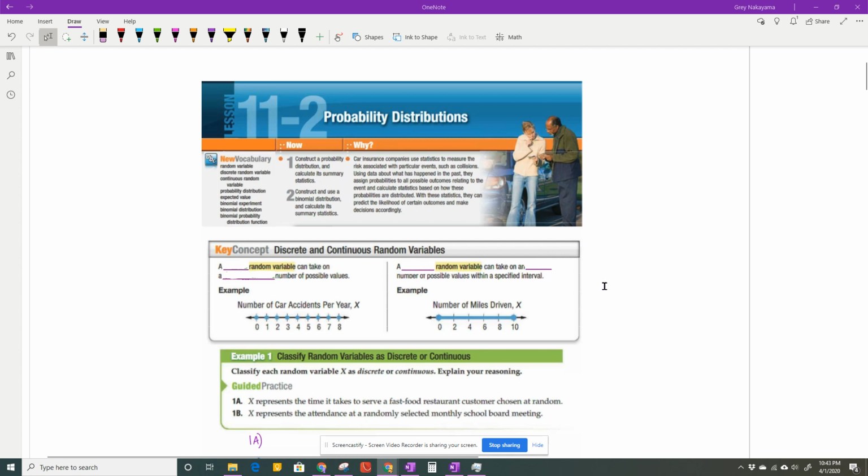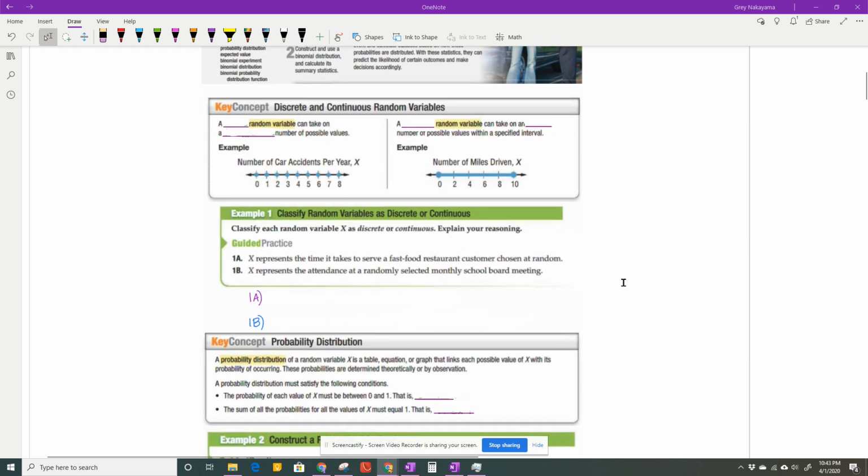Okay, to start off with, we have to talk about two different kinds of variables. We have what is known as a discrete random variable, and that is one that can take on a finite or countable number of possible values. The example that you have here is number of car accidents per year. You can see the numbers that they have. I can't have half of a car accident. So since fractions don't make sense with car accidents, it's a discrete variable.